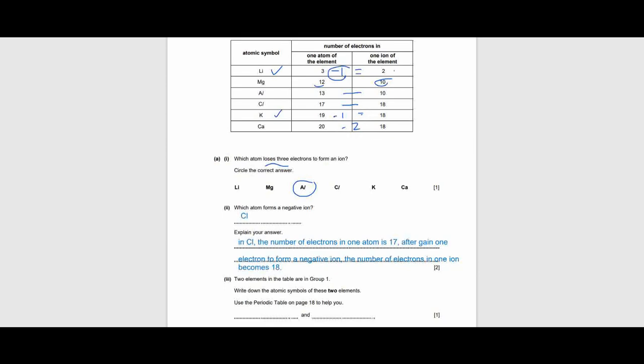So group 1 means we choose the atom which will lose one electron to form an ion. So from 3 become 2, from 19 become 18. So that's how we got the answer without even looking at the periodic table.